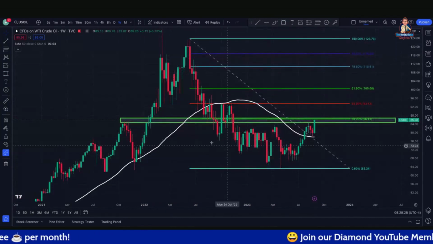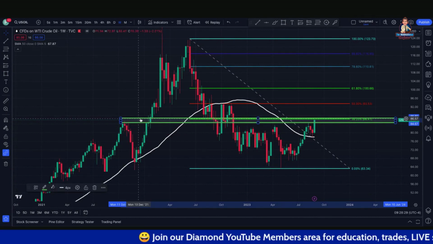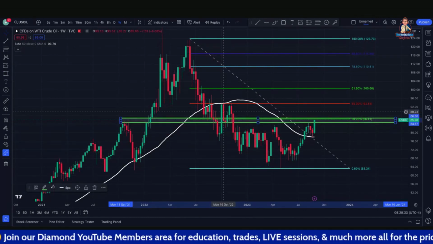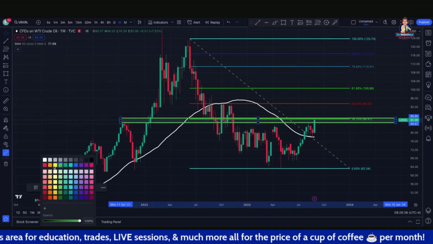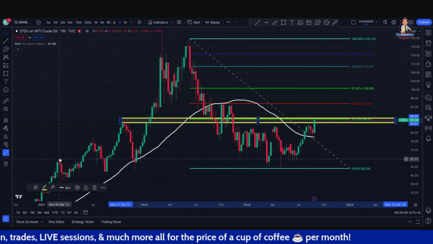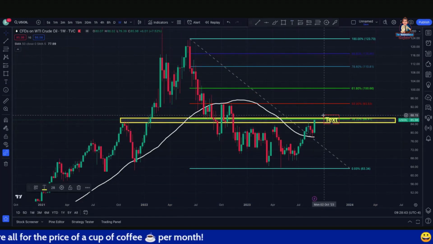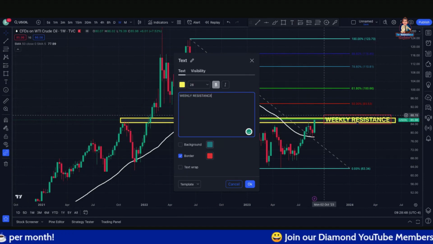Sorry about that. I was getting the colors together. So what I want to do is highlight the different time frames so that way you have this in place. And I think that's important to do for everything that we do here. So I'm going to change that color to yellow, and then type in here weekly resistance.